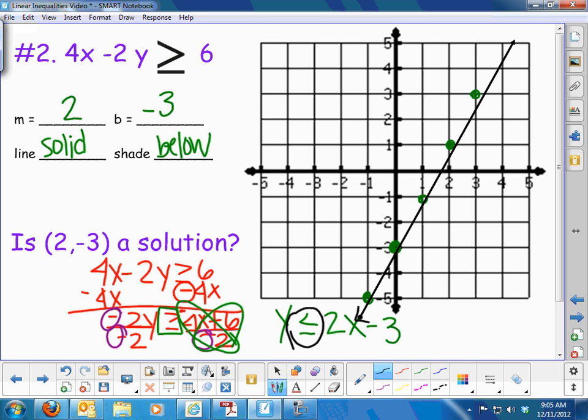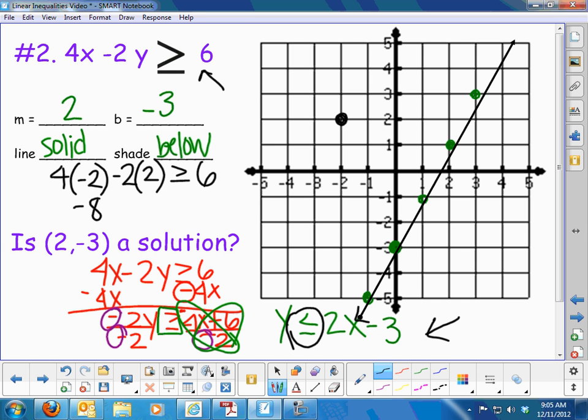And now I'm going to test a point just to make sure. So I'm going to test this point right here. I can test any point I want. Negative 2, 2. So my x is negative 2. I can plug it either into my slope-intercept equation or my original inequality. I'm going to just plug it into the original. 4 times negative 2 minus 2 times my y, which is 2, and I want to see if that's greater than or equal to 6. 4 times negative 2 gives me negative 8 minus 4. Is that greater than or equal to 6? No. Negative 12 is not greater than or equal to 6.